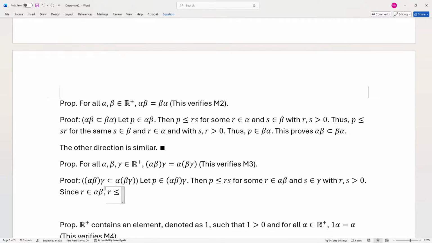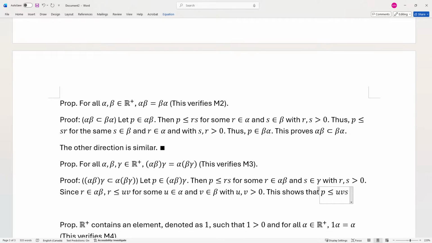What letters are still left? Okay, u times v for some u in alpha and v in beta, with u and v positive. Okay, so then this shows that p is less than or equal to, because r is less than or equal to u times v, right? So p is less than or equal to u times v times s.